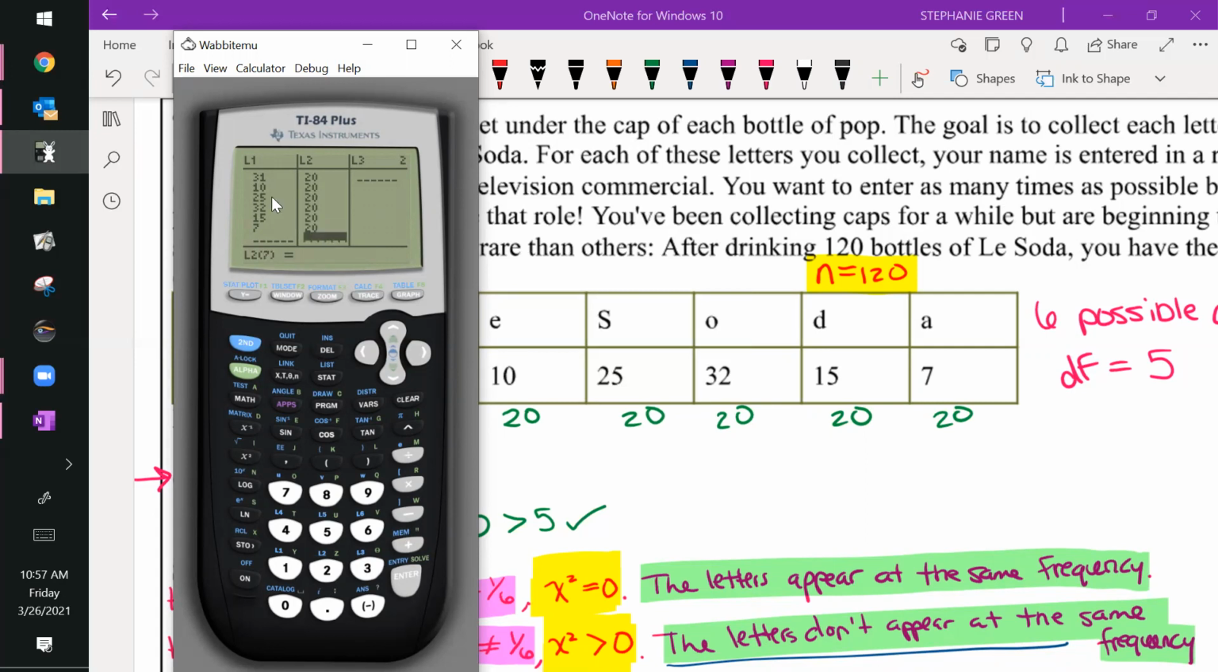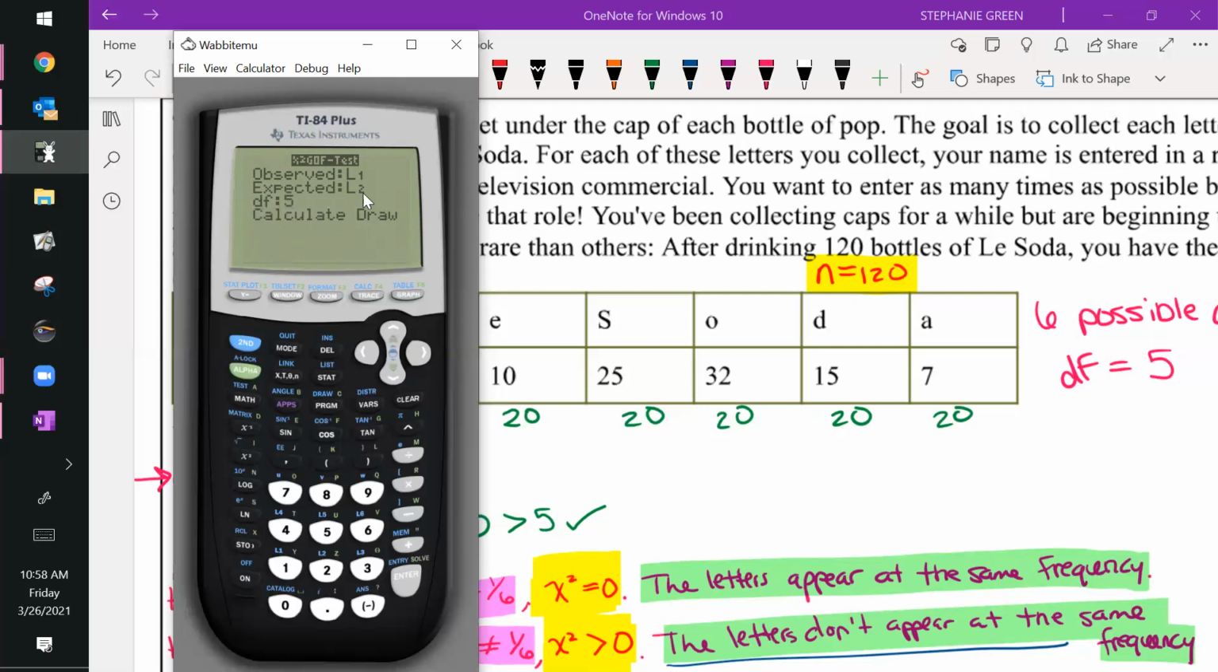Okay, so now that I have my observed values in list 1 and my expected values in list 2, I can go back to my stat menu, over to tests, down to my option chi-square GOF. And of course, if you had your data in different lists, you can change those very easily by clicking second and then the number of the list they are in. But they are in list 1, so I'll hit second 1, and list 2. Degrees of freedom here is 5, so I don't need to change that. And then I hit calculate.